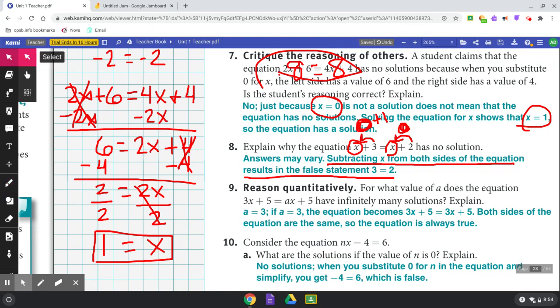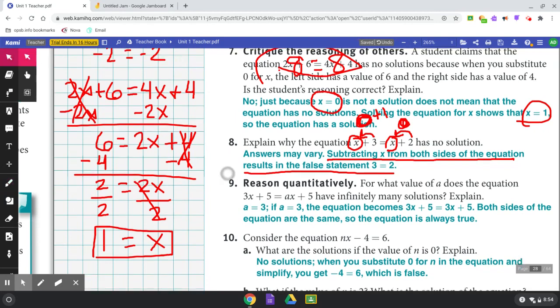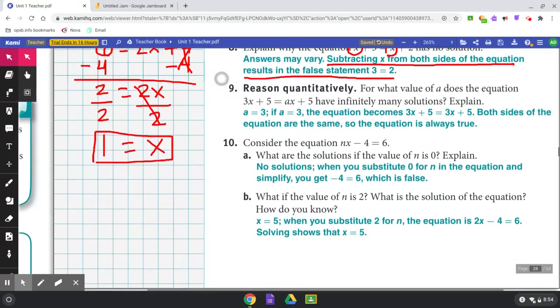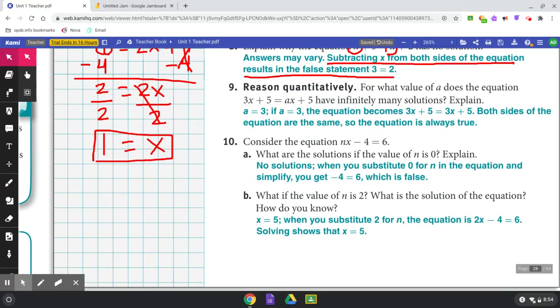All right, number 9, for what value of a does the equation 3x plus 5 equals ax plus 5 have infinitely many solutions? Remember, to have infinitely many solutions, my equation has to have the same expression on both sides of the equal sign. So I've got 3x plus 5 on the left. What do I need a to equal to have the same expression on the right? Well, a needs to be 3. If I change a to 3, I'll have 3x plus 5 equals 3x plus 5. Both expressions are the same on the left side of the equal sign as the right, which means it has infinitely many solutions.